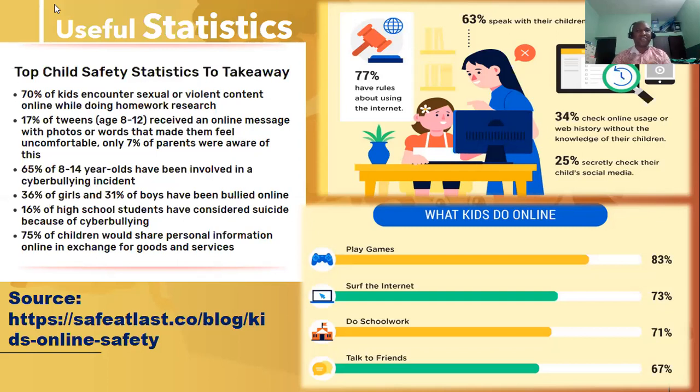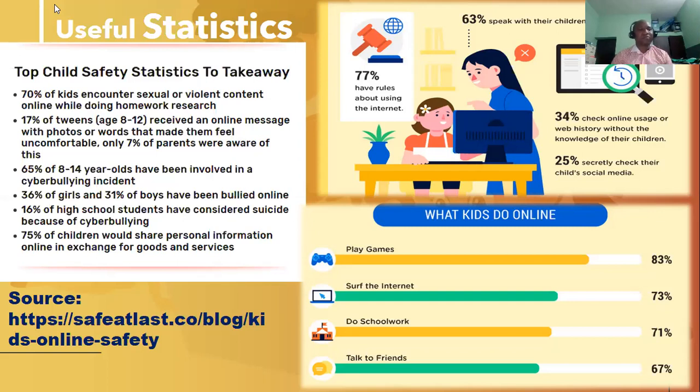But just like adults, sometimes when you go to YouTube, you type something, and a lot of other things pop up for you. And you know, the human mind can click on anything. And 17% of children between age 8 to 12 receive an online message with photos or words that made them feel uncomfortable. Only 7% of parents were aware of this. So research shows that only 7% of parents are aware of this out of the 17%.